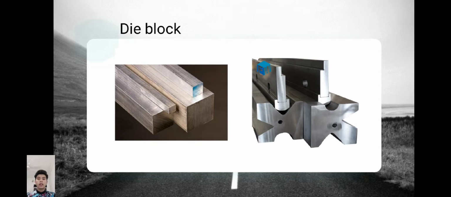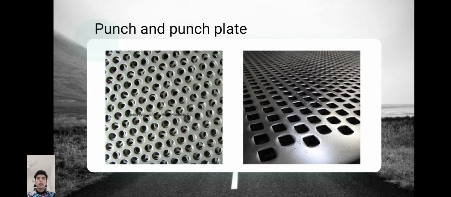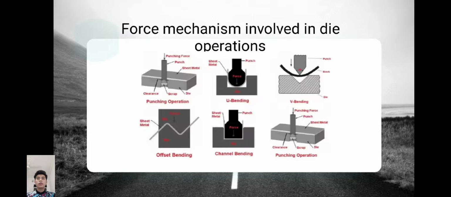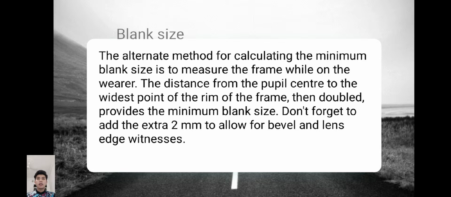For the first, we have the die block before the design is complete. After that, we have the punch and the punch plate, and then we have the pilot, strippers, and pressure pad, and then we have the force mechanism involved in die operation, and then we have the blank size. The alternate method for calculating the minimum blank size is to measure the frame while on the rear: the distance from the pupil center to the widest point of the rim of the frame. Then double it to provide the minimum blank size. Don't forget to add the extra 2 mm to allow for bevel and lens edge width.